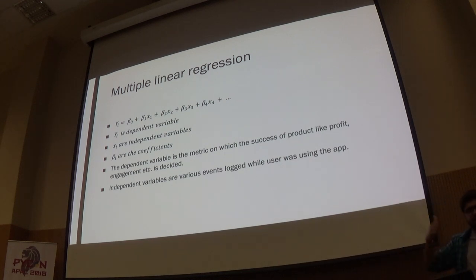So Y1 is the dependent variable which we are trying to predict. That can be your revenue or your app engagement. Xi are the independent variables, simply what you are logging to the system. So dependent and independent variables, as I have discussed.